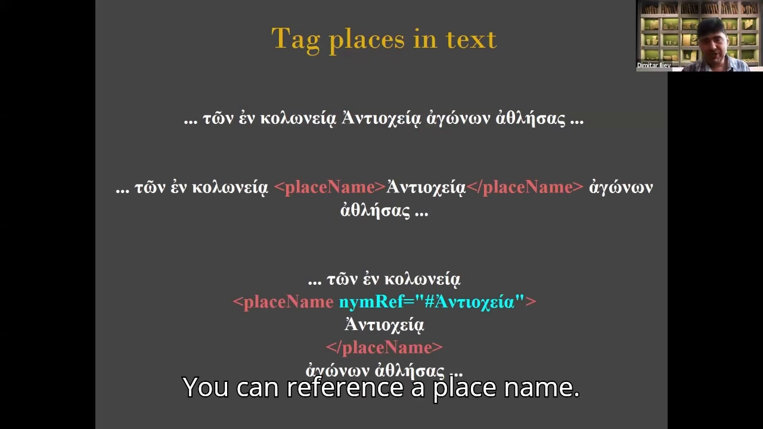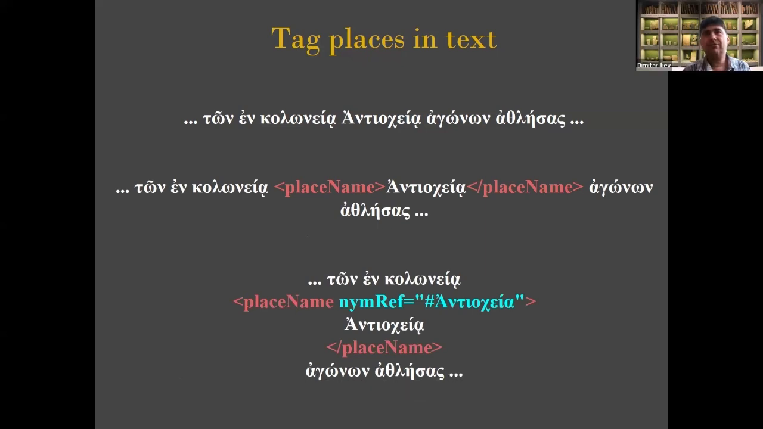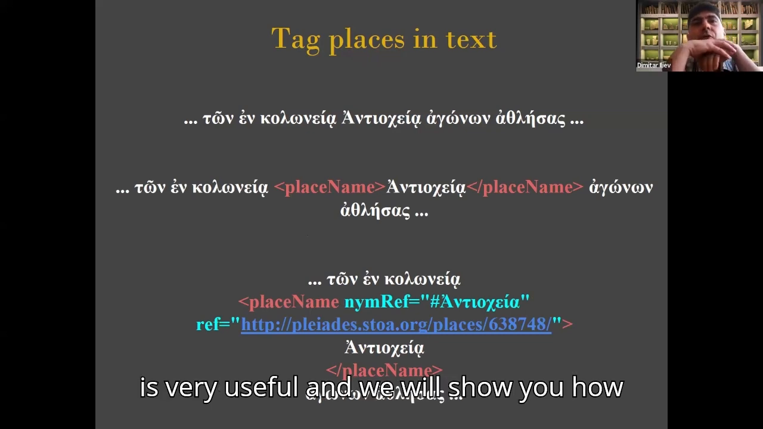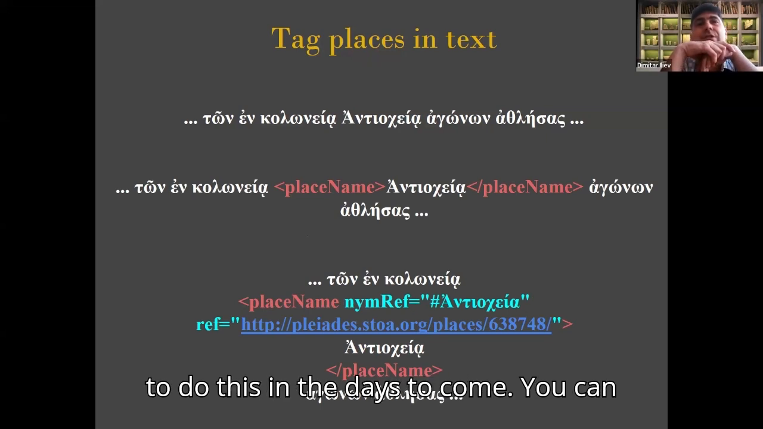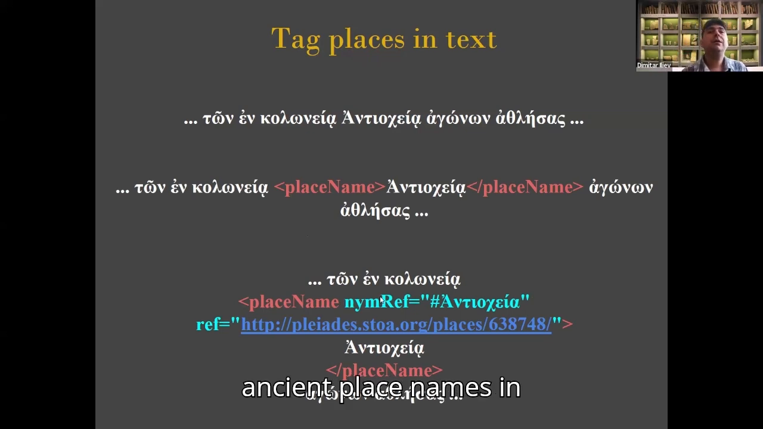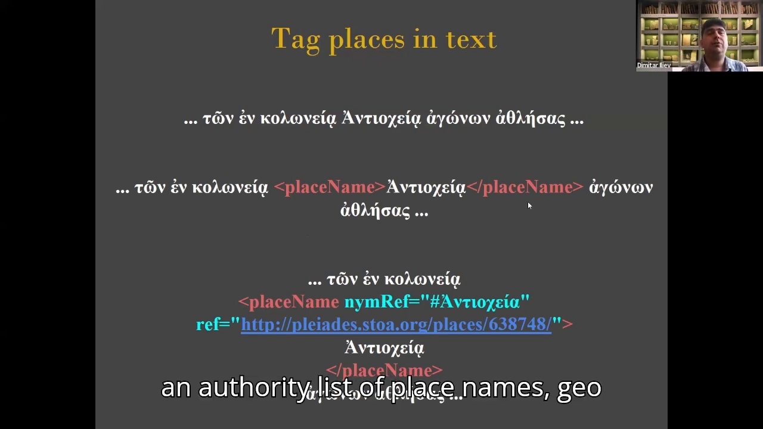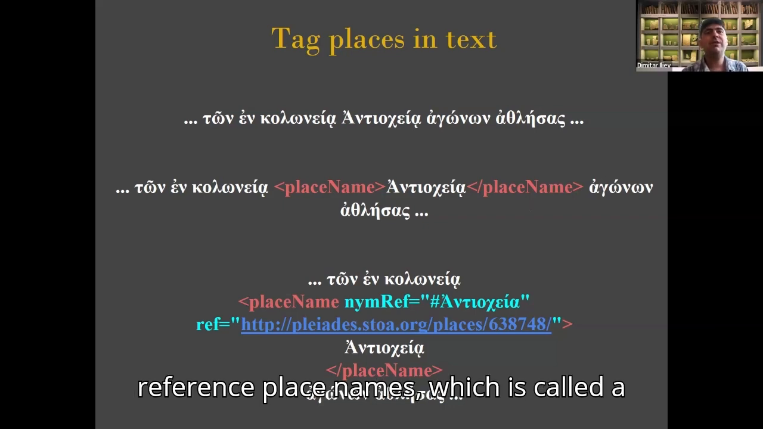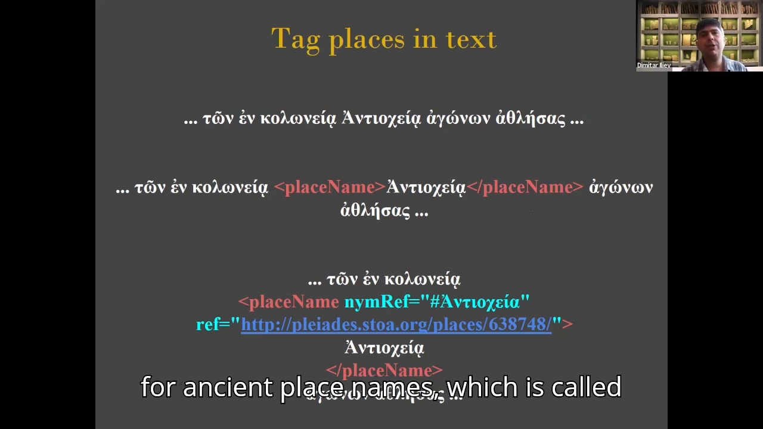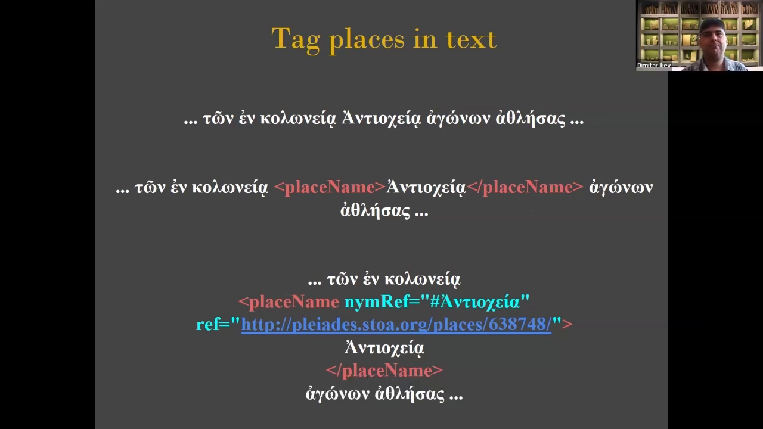You can reference a place name, and you can also give, which is very useful, and we will show you how to do this in the days to come, an external reference for all the ancient place names in an authority list of place names, georeferenced place names, which is called a gazetteer, and we have a fine gazetteer for ancient place names, which is called Pleiades.